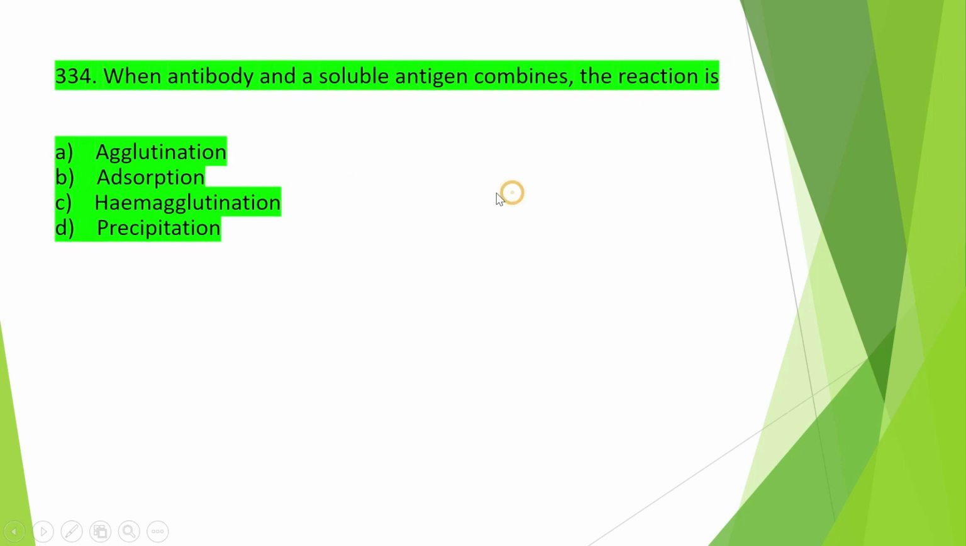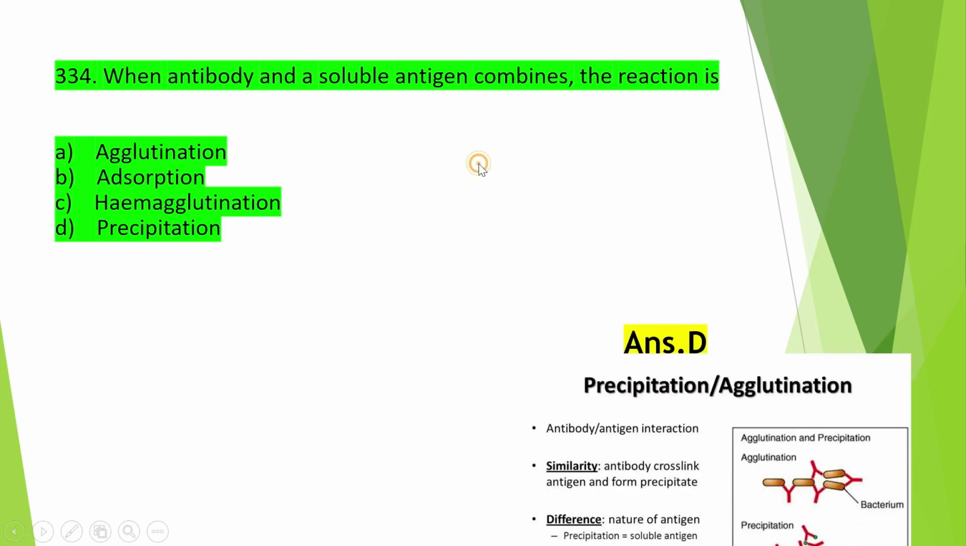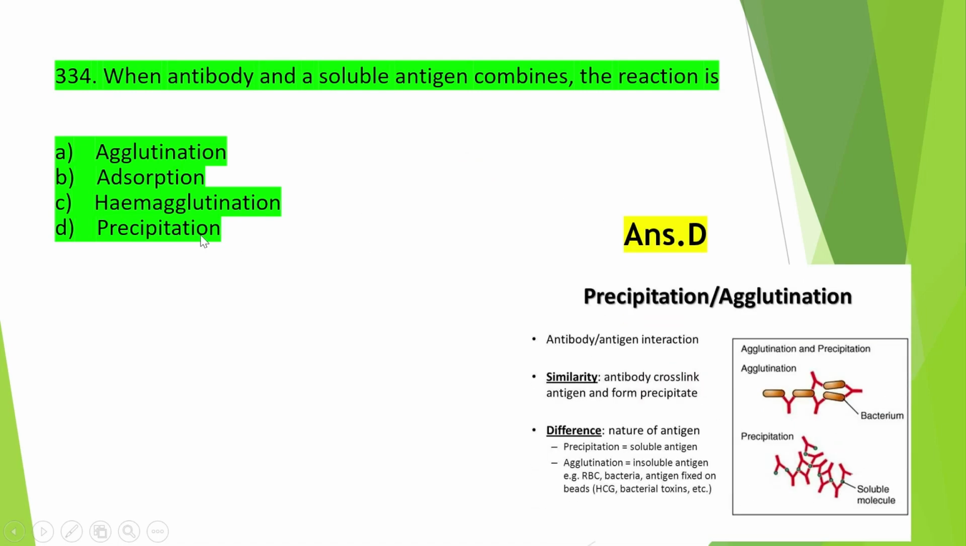Okay, so move on to the next question: when antibody and a soluble antigen combine, the reaction is agglutination, adsorption, hemagglutination or precipitation, and the right answer is option D, that is precipitation. So when antibody and a soluble antigen combine, that type of reaction is known as precipitation.